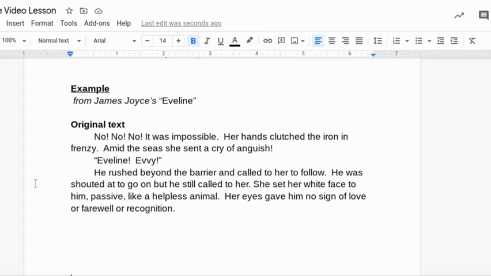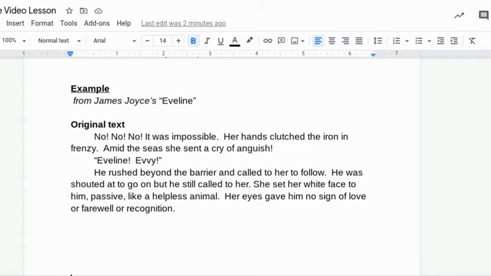Okay, so James Joyce writes, "No, no, no, it was impossible. Her hands clutched the iron in frenzy. Amid the seas, she sent a cry of anguish. Eveline! Evie! He rushed beyond the barrier and called to her to follow. He was shouted at to go on, but he still called to her. She set her white face to him, passive like a helpless animal. Her eyes gave him no sign of love or farewell or recognition."